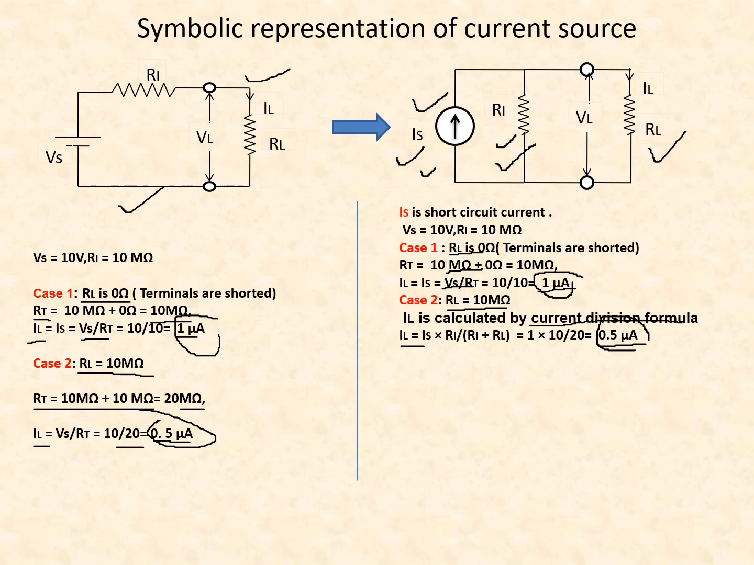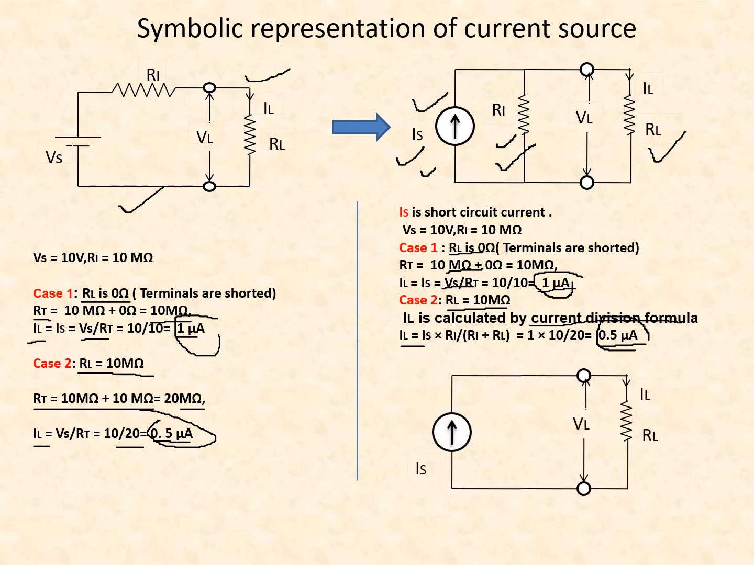Now many students, they have the doubt why Ri is connected in parallel with the current source. Let us see, if Ri is not connected in parallel, what will happen? Let us take two cases again. Is, we know Is is equal to 1 microampere. Now let us change the value of RL. First make RL is equal to 0. When RL is 0, that means these two terminals are shorted. Or Is is equal to 1 microampere.